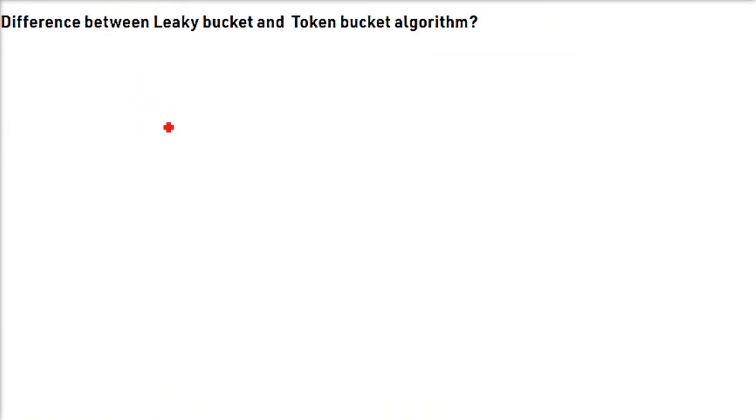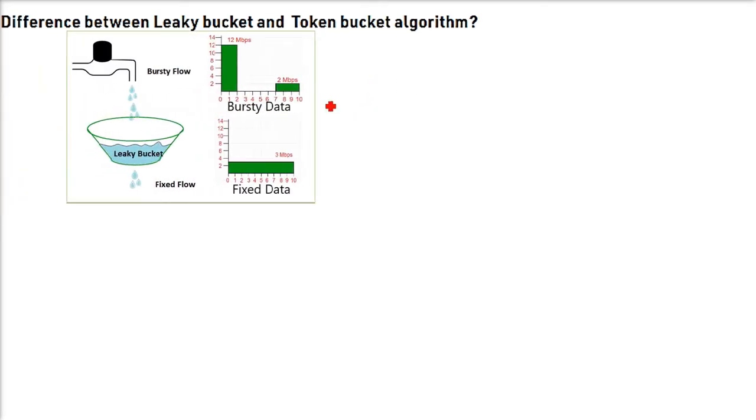Differentiate between leaky bucket and token bucket algorithm. Let me tell you about the leaky bucket. Just understand the scenario. There is a bucket and there is water coming inside. It depends on the knob, how much you open it, the water will come. The water may come at higher speed or lower speed. So it may come at 2 Mbps or 12 Mbps if we talk about data.